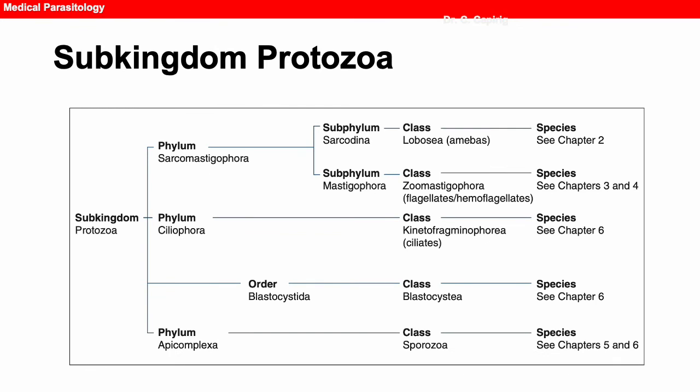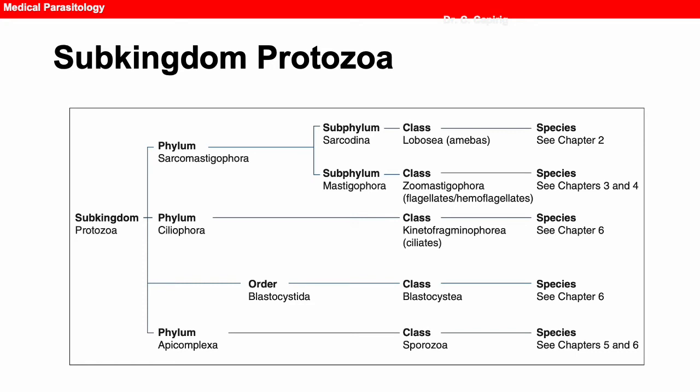Subkingdom Protozoa is divided into three different phyla. The first phylum is the Sarcomastigophora, the second is the phylum Ciliophora, while the third is the phylum Apicomplexa. The phylum Sarcomastigophora is divided into two, the subphylum Sarcodina and the subphylum Mastigophora. Subphylum Sarcodina is further classified into the class Lobosea, which are the amoebas. Examples of the Lobosea are the disease-causing Entamoeba histolytica and the usual amoebic commensal Entamoeba coli.